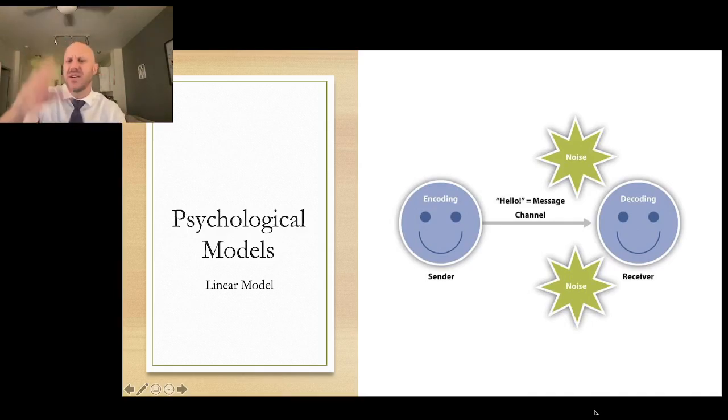And as long as there's not too much noise or interference from the environment, then that message can be received by the receiver. So this is a basic linear model, and it has a few weaknesses. Primarily, it's showing communication as kind of a one-directional, one-shot. I just send this message off, and boom, it's received. And communication is much more complex than that.